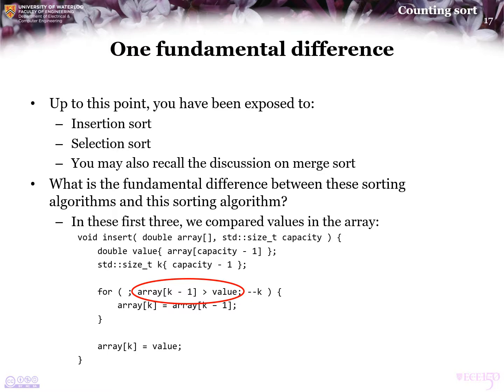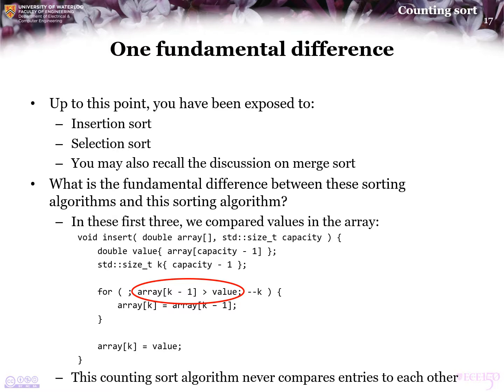Consequently, all three of these algorithms that we saw initially depend on being able to compare various values within the array, and we sort them based on their relative locations. This counting sort algorithm never compares entries to each other. That is the fundamental difference, which is why it can, under certain circumstances, be exceptionally fast.